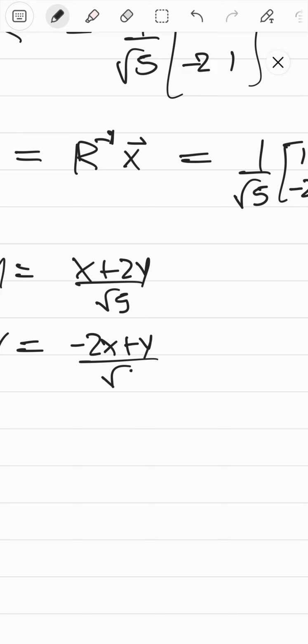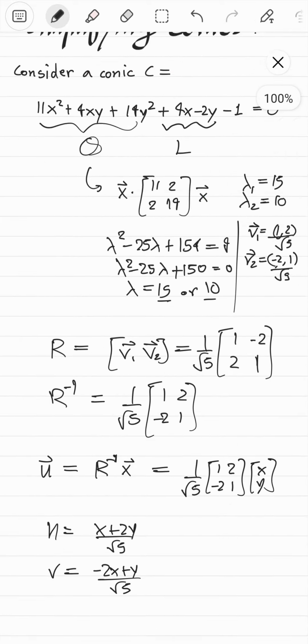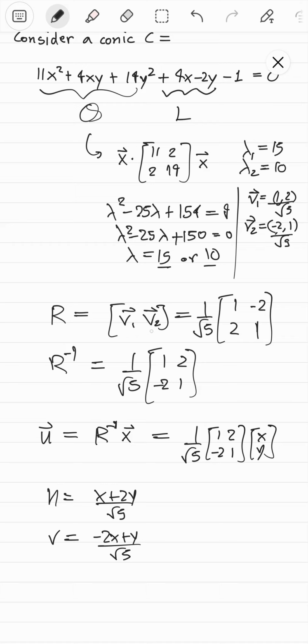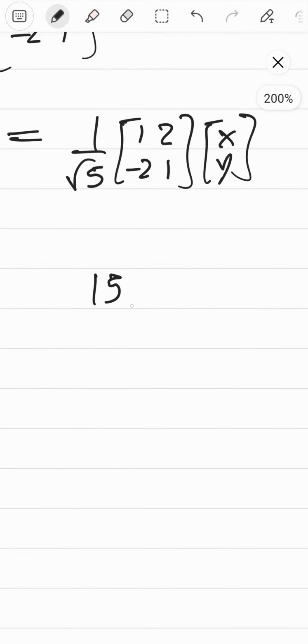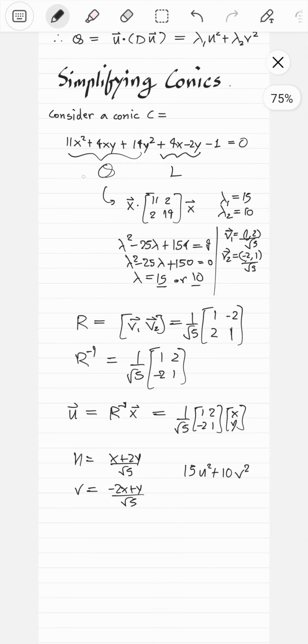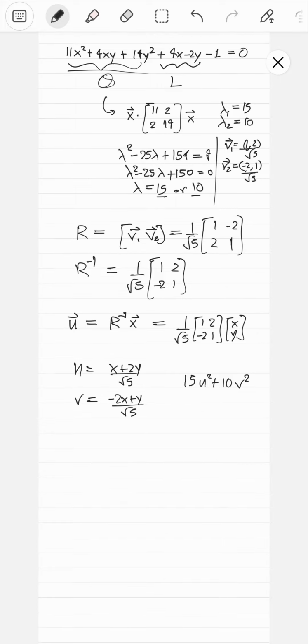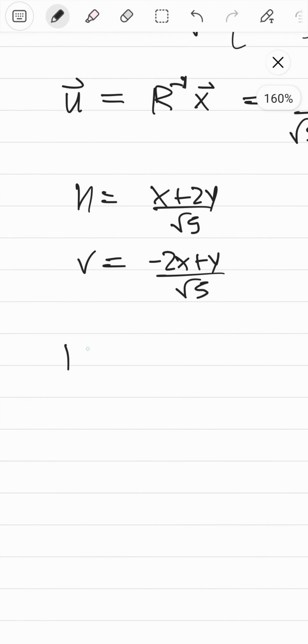And our quadratic form will just become what? Well, what was our diagonal matrix? We got lambda 1, lambda 2, 15 and 10, so this just becomes 15 u squared plus 10 v squared, right? Yeah, that's what this becomes. So instead of writing this complete thing, we can just write 15 u squared plus 10 v squared. So our equation basically becomes 15 u squared plus 10 v squared.